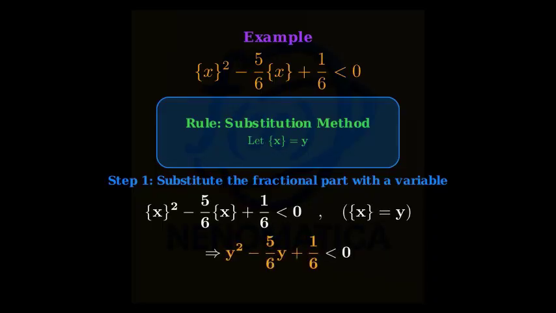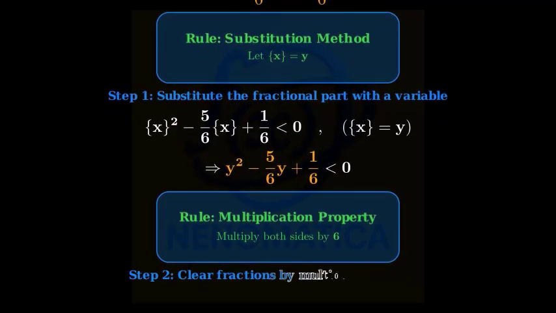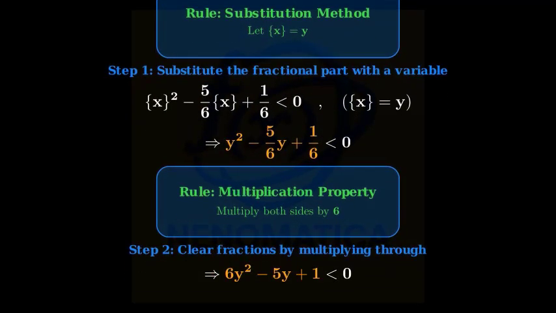Step 2. Clear the fractions. We multiply every term by 6. 6 is positive, so the direction of the inequality does not change. Show the step title. Now write the simplified inequality.